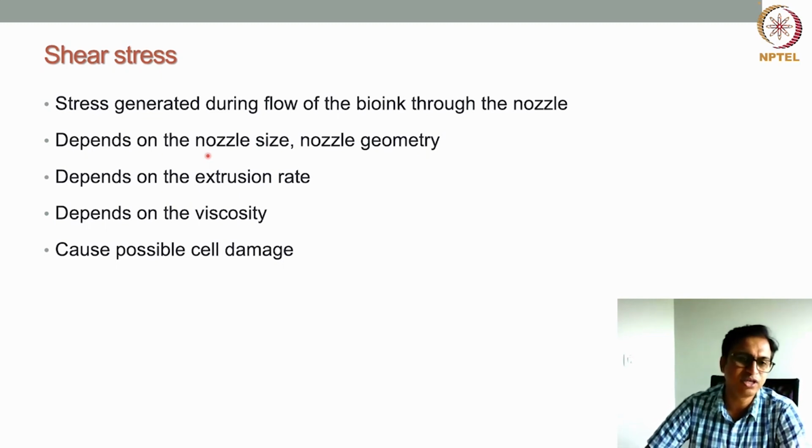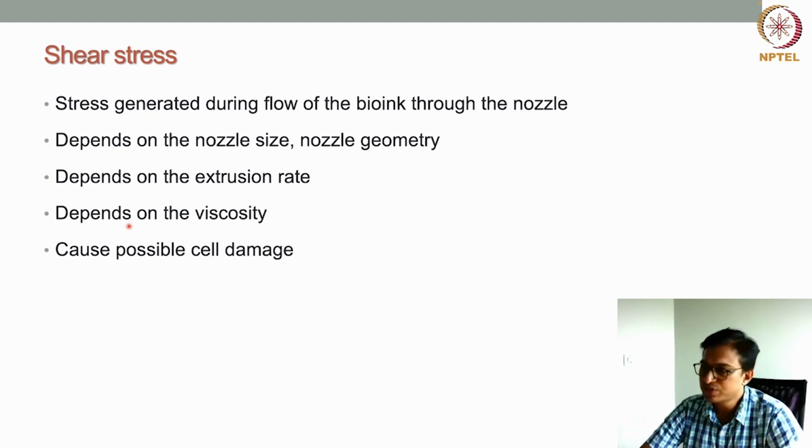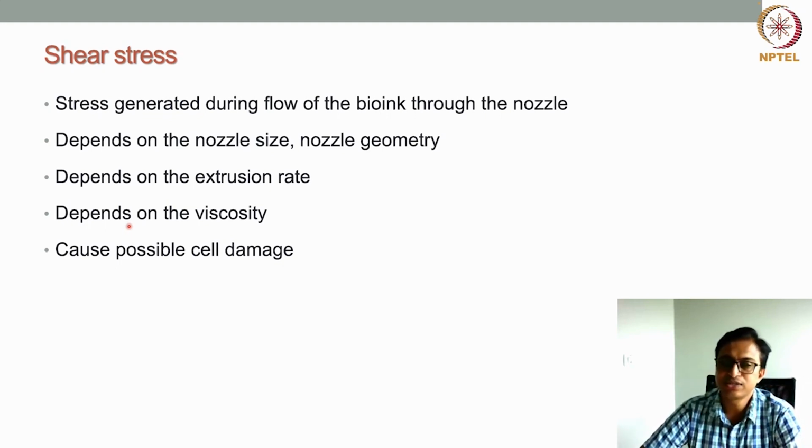And as I already mentioned, with extrusion rate, the shear stress also increases. The viscosity also plays a big role here. With increasing viscosity, the shear stress increases. And high shear stress is very bad for the cells, so that can cause cell damage. So we need to take care of the process, choosing the bioink, choosing the right viscosity, with the right dilution, all these things, so that less shear stress is generated, and the cells will be viable.